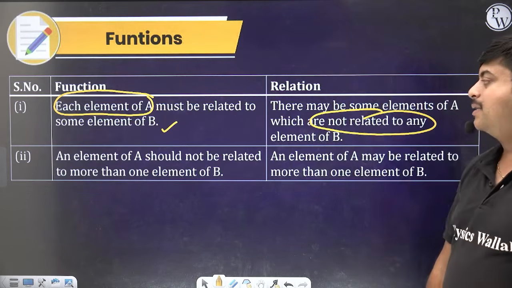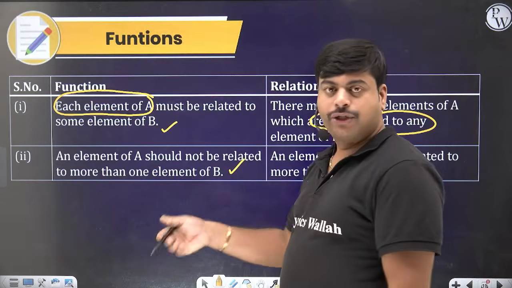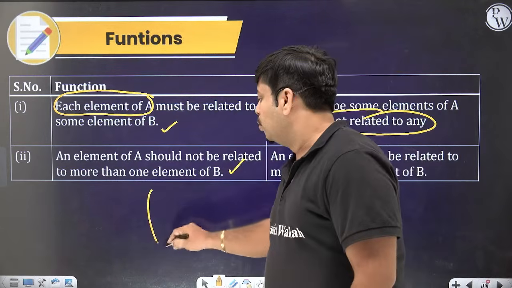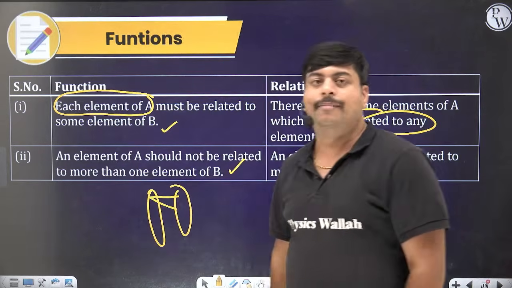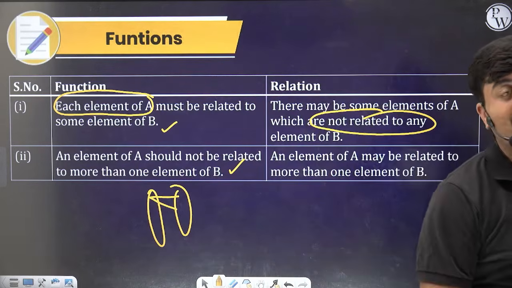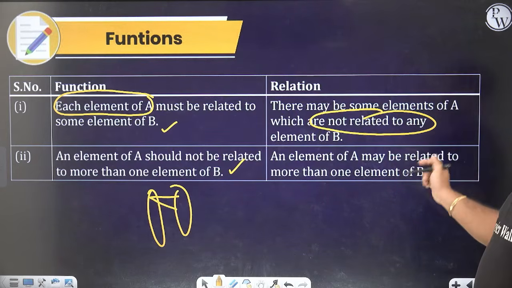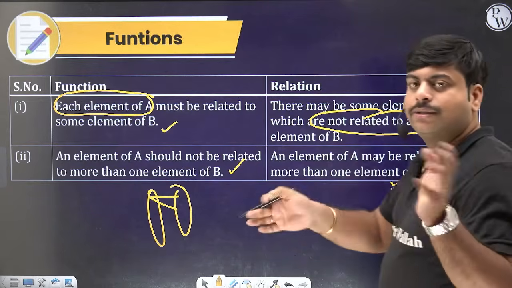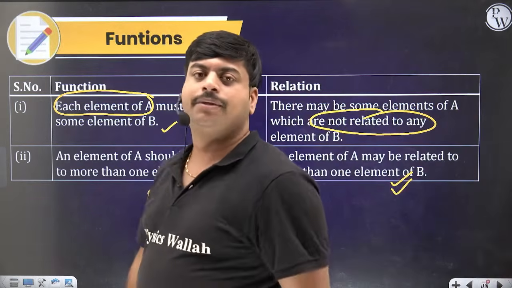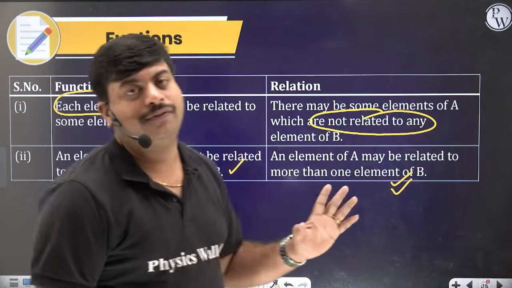Next, an element of A should not be related to more than one element of B. That I just now told you. An element of A should not be linked to more than one element. That's not correct, that's not a function. But in a relation, an element of A may be related to more than one element of B. Any times, any crisscross mappings and everything comes under relation, but they will not come under function. That is the main difference between these two.